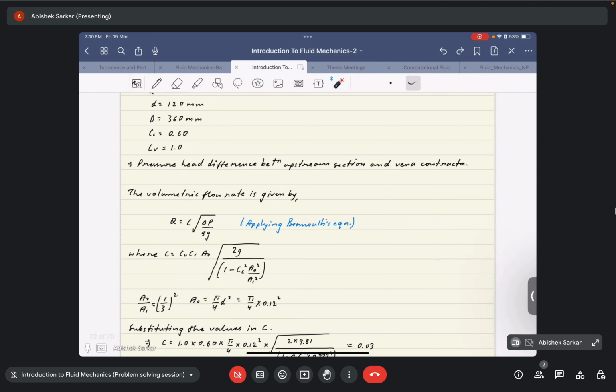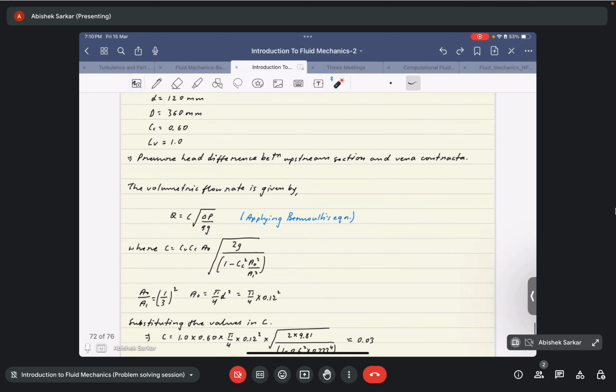Now we are asked to find the pressure head difference between the upstream section and the vena contracta. The upstream section is with respect to the orifice meter, and the vena contracta obviously lies downstream with respect to the orifice meter. I will not go back to the detailed derivation of these expressions, because this can easily be found by simply modifying Bernoulli's equation. I will leave that as an exercise for you all, but still let us look into the problem.